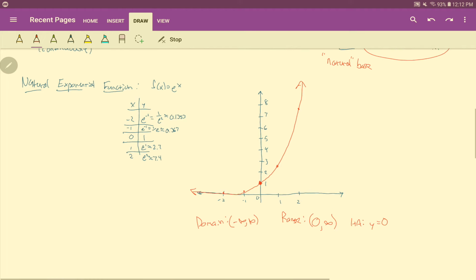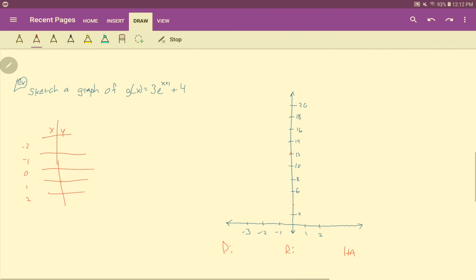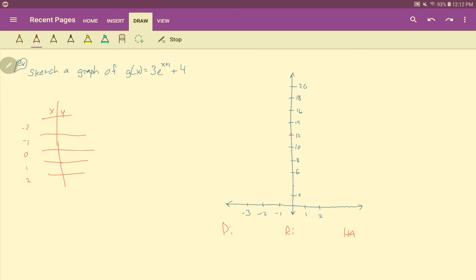Okay. So then let's see some problems we should be able to do. For example, here we should be able to sketch a graph of this function, with some transformations. Right away we can see that the +1 means we are shifting left 1. That +4 means we're going up 4. And the 3 means a vertical stretch of 3.